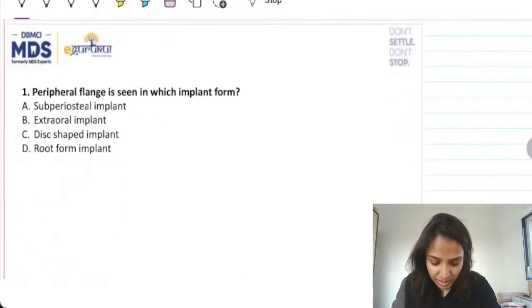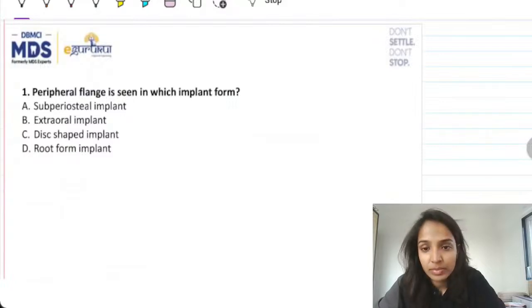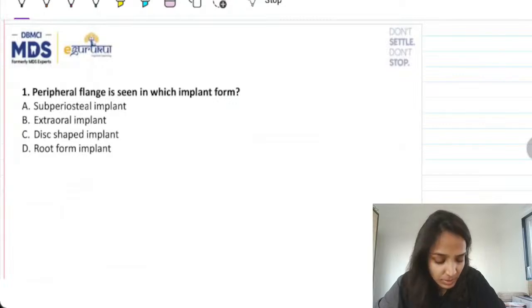The first question says, peripheral flange is seen in which implant form? Options are option number A, we're just waiting for some technical confirmations.